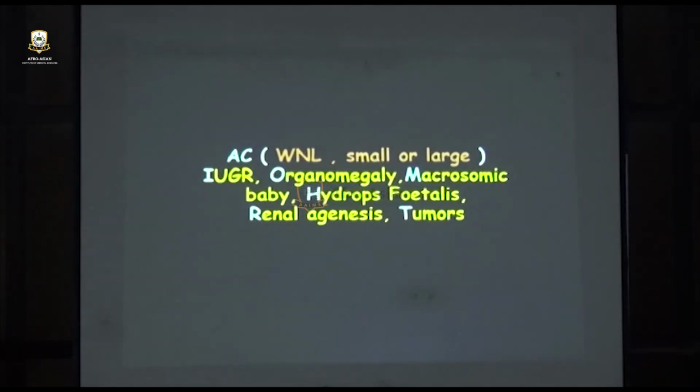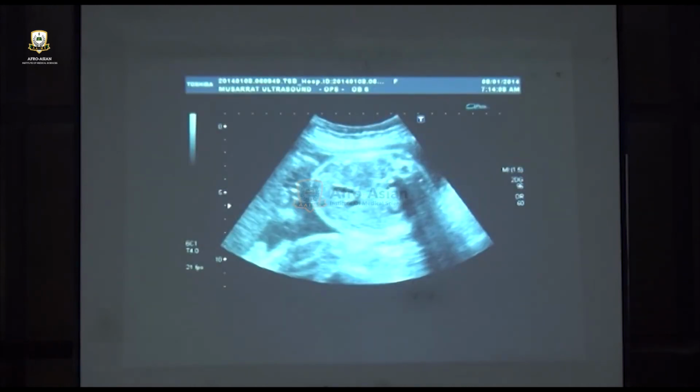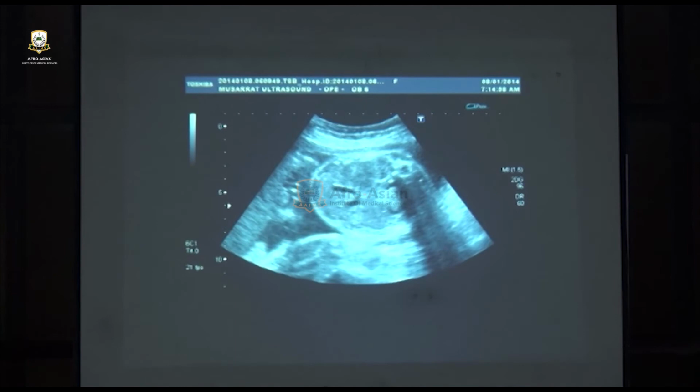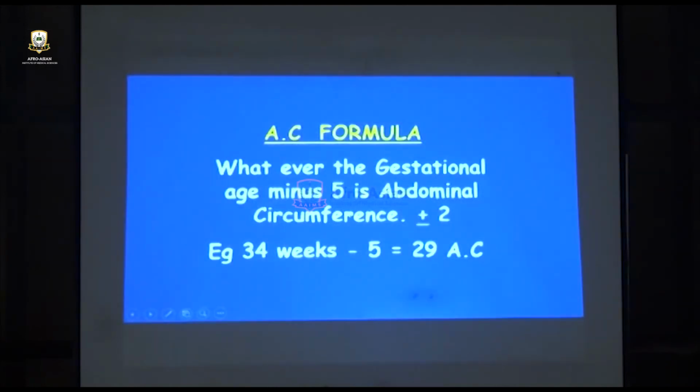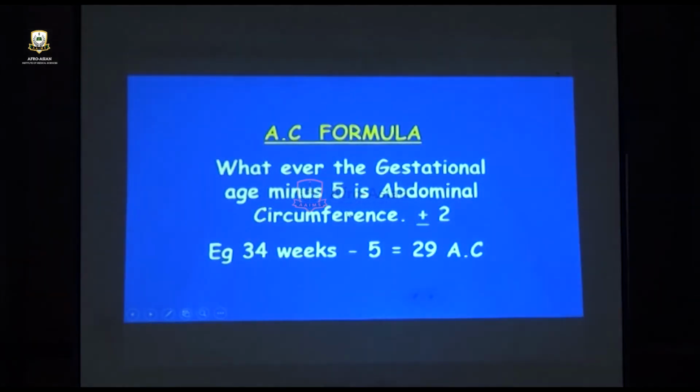What about the AC? Within normal limits, small or large, IUGR, organomegaly, macrosomic baby, and so forth, which you already know, so I'm going to skip that slide. How do you take the abdominal circumference? The J-shaped configuration of the umbilical vein with that of the portal vein, and the formula is very simple.